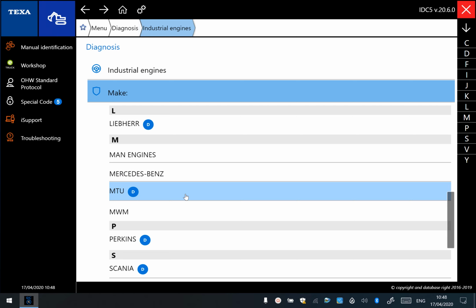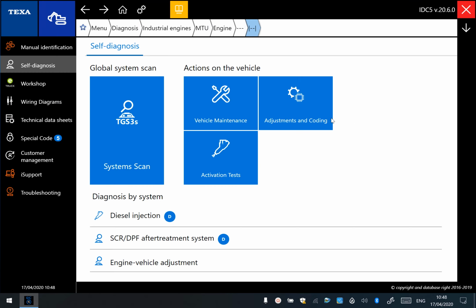So just because we've discussed MTU, I'll click on MTU, and that takes us to the same screen no matter what we're plugging into, car, truck, bike, whatever. This is the same format throughout the software.